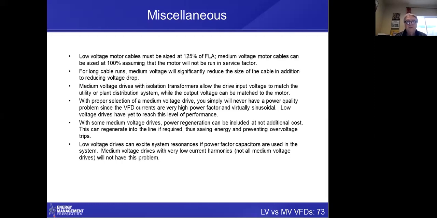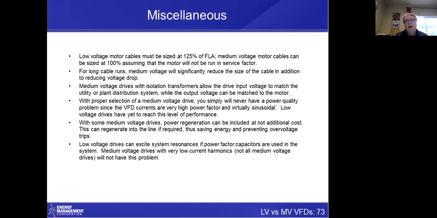Finally, low voltage drives can excite system resonances if power factor capacitors are used. Medium voltage drives typically don't have that problem. So you might figure that throughout this presentation, I like medium voltage drives, and you would be correct. I'm always going to try to go with a medium voltage drive if I feel like I can justify the cost. When you are looking at the cost, remember to evaluate the efficiency, look at step-down transformers that you may have to add, look at cabling, and then consider the effect of insulation on your motor, of power factor, of harmonics, and factor that into your choice of either medium voltage or low voltage.